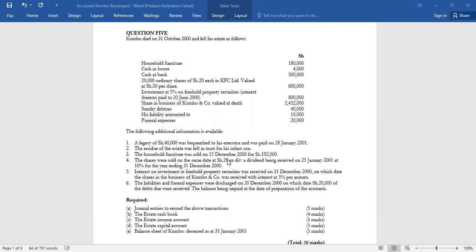So again, we debit the estate capital. When capital increases, we credit. When it decreases, we debit. So we are debiting cash capital because we are receiving cash. Cash is a current asset. When an asset increases, we debit. But our capital is reducing. This is what I'm saying.